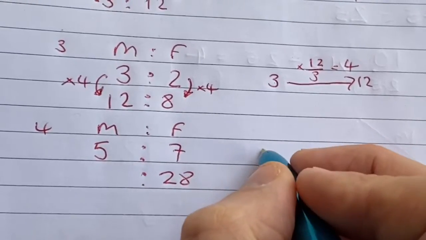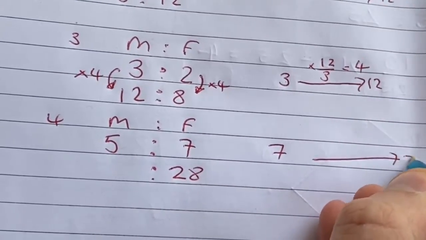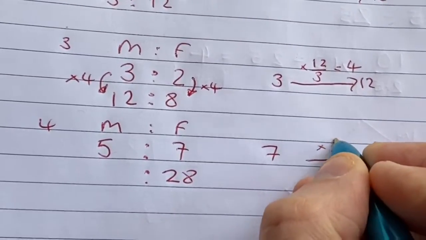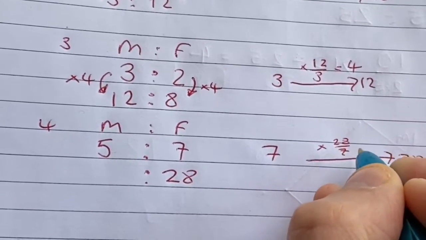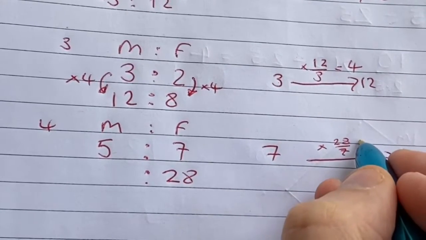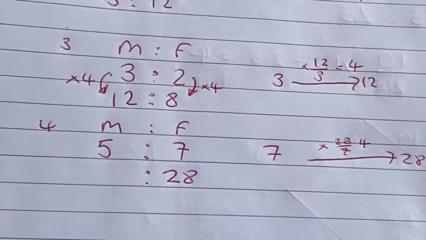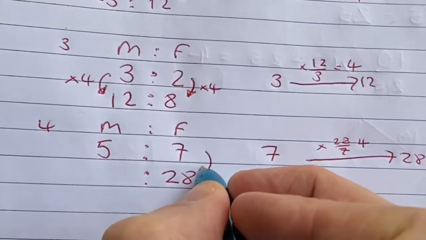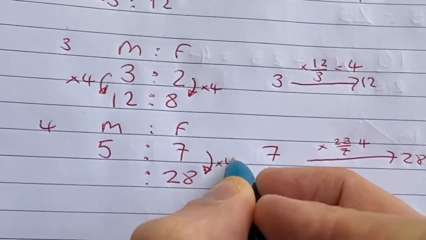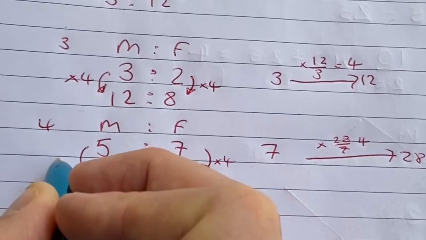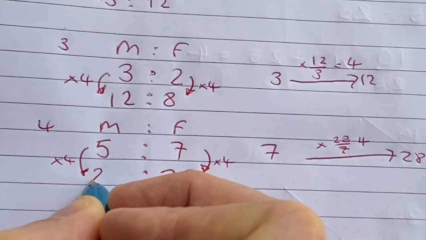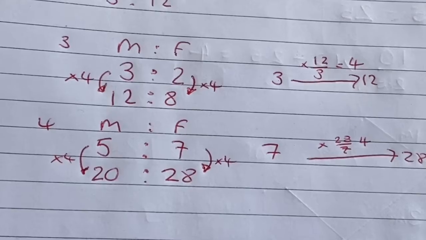So I want to know how I've got from 7 to 28. What have I times it by? If I'm not sure, I do 28 divided by 7, and 28 divided by 7 is 4. So I've times that by 4. So I need to do exactly the same to this, which is 20. So that's the first section.